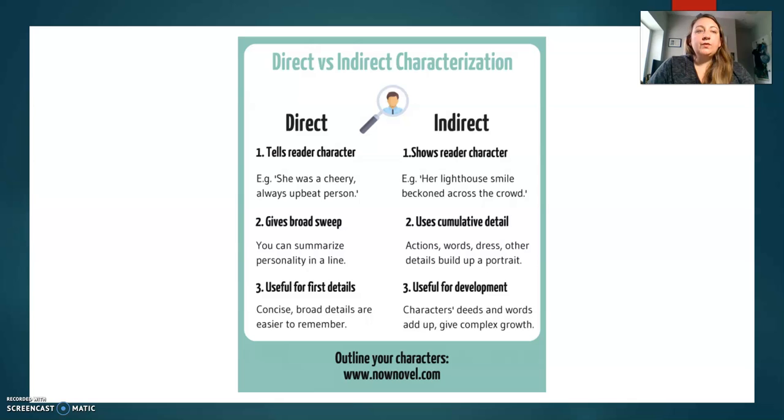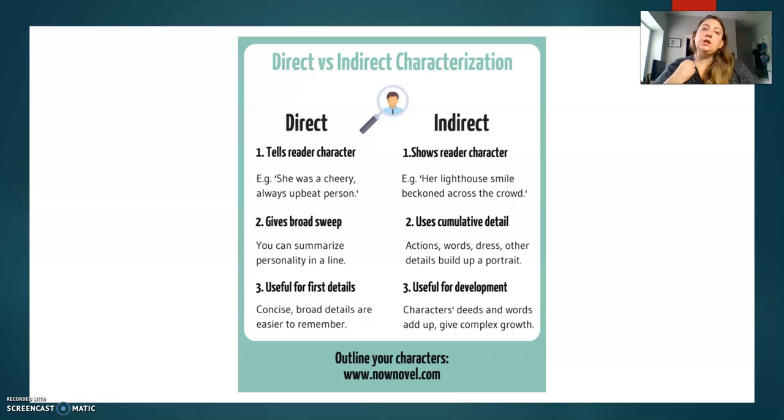You'll remember from reading and from our ELA quarters that there is direct and indirect characterization. So direct characterization is that they tell the reader, she was a cheery, always upbeat person. So that's the author telling you explicitly what that character is like. It gives a broad sweep, so summarizing a personality in a line or two. Okay, useful for first details.